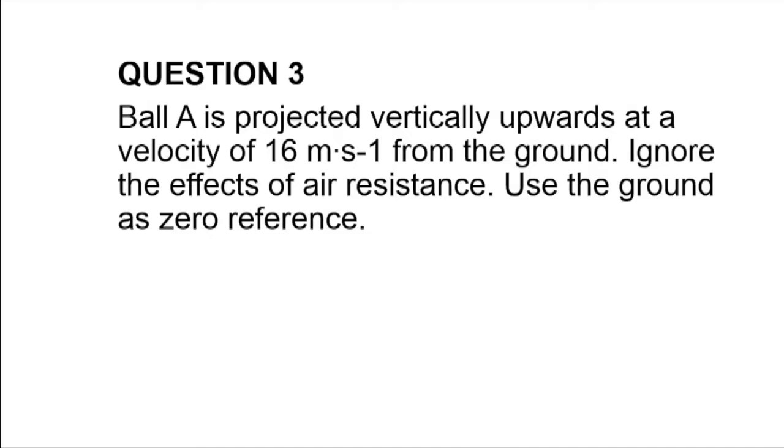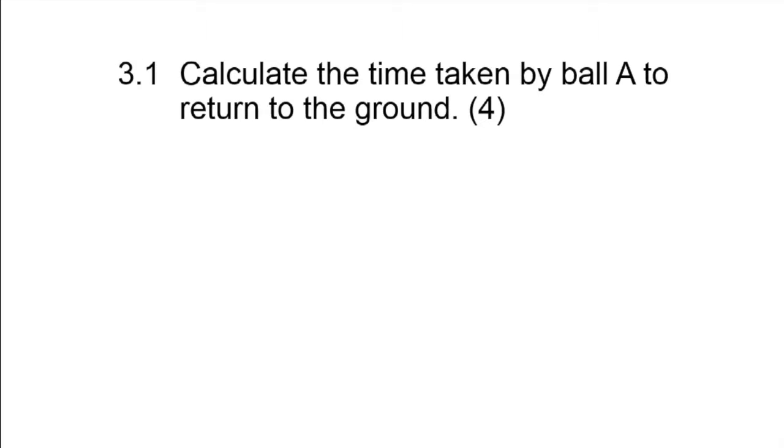Ball A is projected vertically upwards at a velocity of 16 meters per second from the ground. Ignore the effects of air resistance. Use the ground as zero reference. Calculate the time taken by ball A to return to the ground.